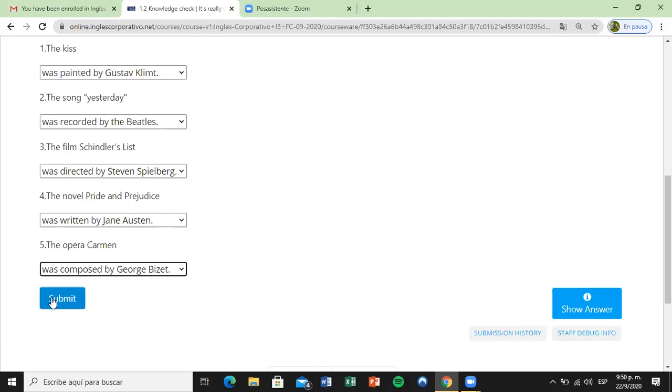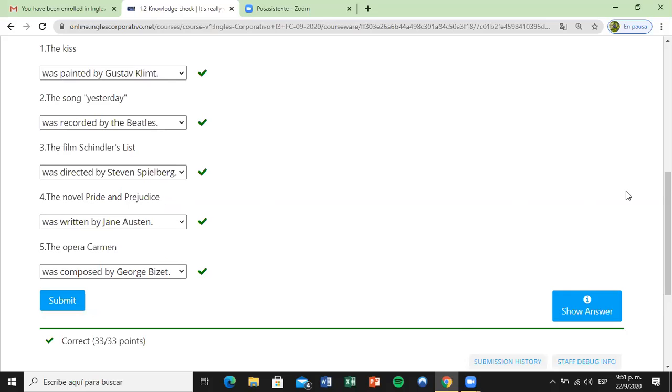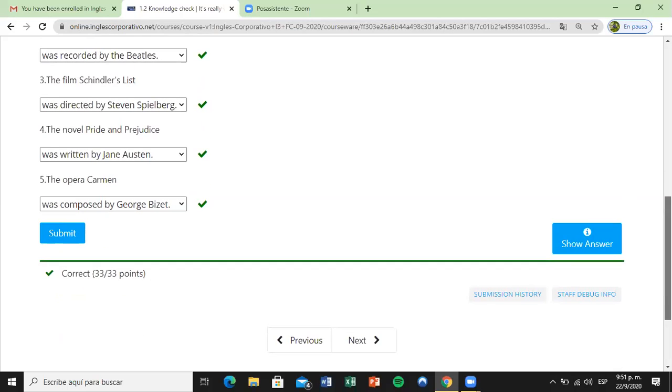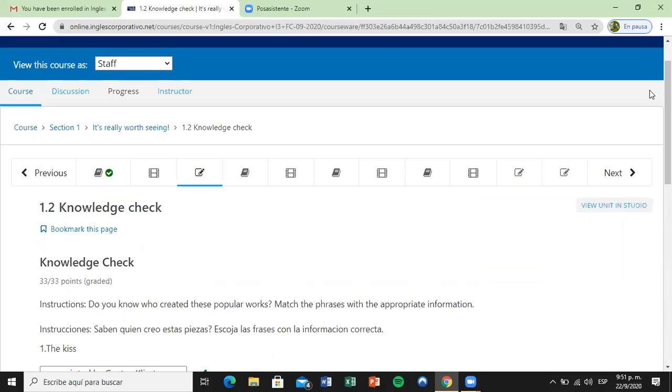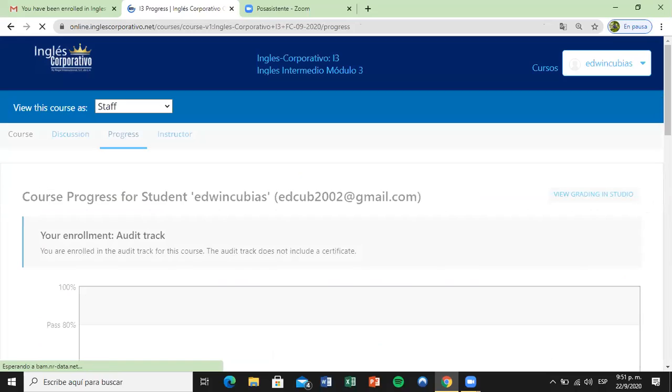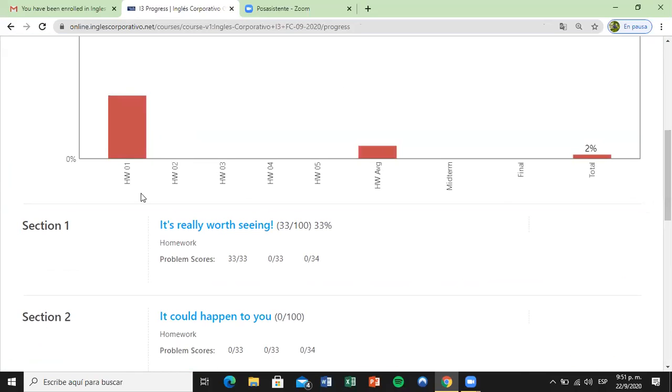Composed. Okay, very good. And if we check, then the same that you should have in your platform, you should have for today's activities, 33 of 33, right? The same idea. If you want to check, you click in progress, and then in progress, you're going to see, okay. The first activity, homework 1, you can see you have 33 points, but you need 2 more activities for this lesson.